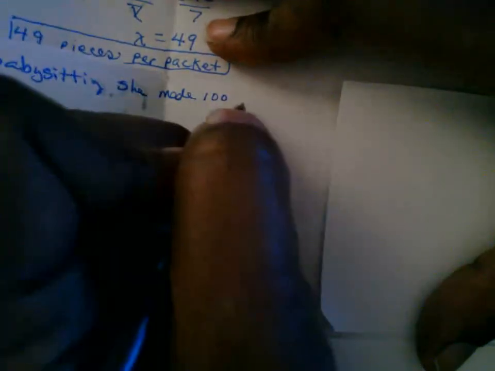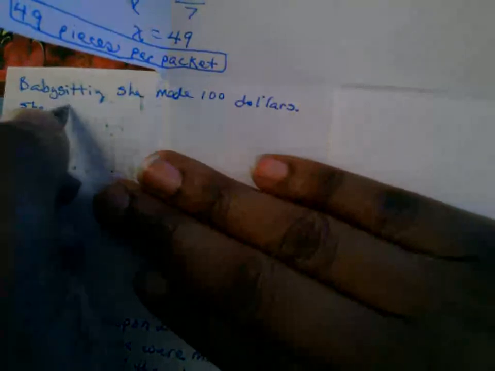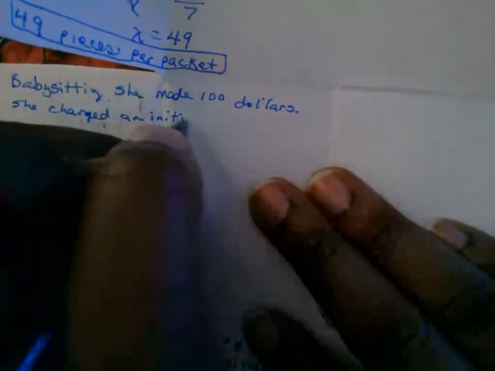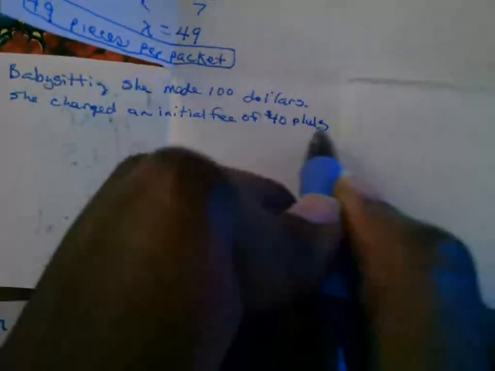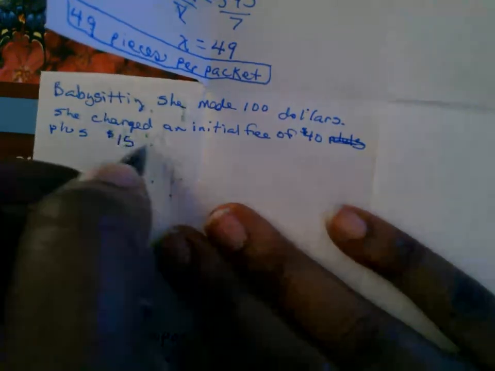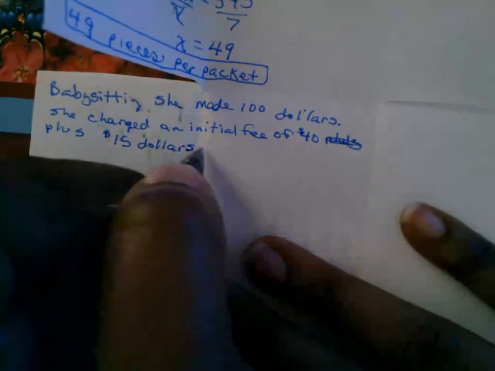Let's see. Babysitting. She made $100. She charged an initial fee of $40 plus $15 per hour.